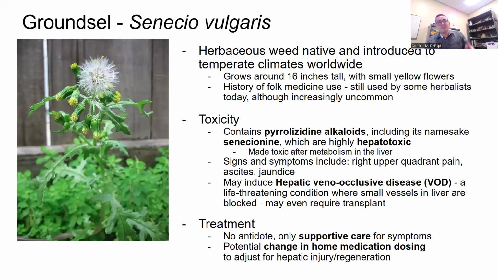Groundsel. Some people might actually mistake this for dandelion, but it grows much taller than a dandelion ever would. Senecio vulgaris, it is a herbaceous weed that is native to temperate climates and introduced to temperate climates worldwide. There's a ton actually growing in the medicinal garden right now that just needs to be weeded if you're on campus for whatever reason and want to see it. It grows to about 16 inches tall with small yellow flowers.